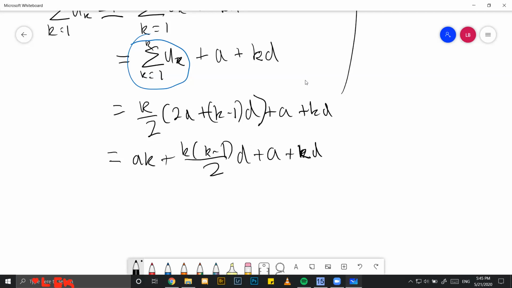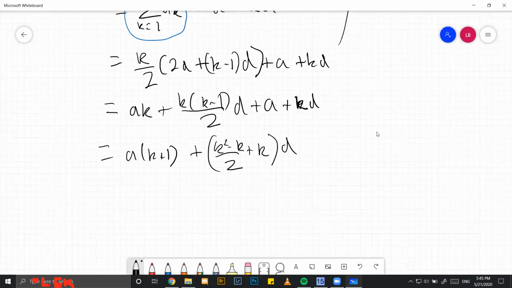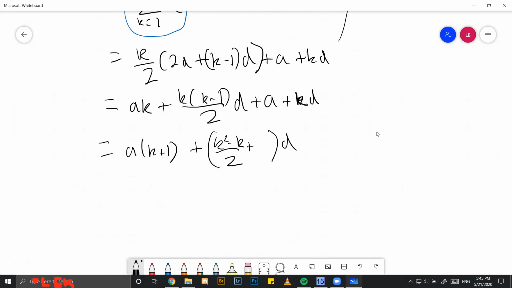And now I'm going to simplify further. So ak plus a is equal to a times (k plus 1). And then this over here and this, I can make that into (k squared minus k) over 2 plus kd. Does that make sense? So I just expanded this out because I think it makes the algebra a little easier to work with. So (k squared minus k) over 2 plus k times d. Okay. And then I can actually make that 2k over 2. So I can add these two together.